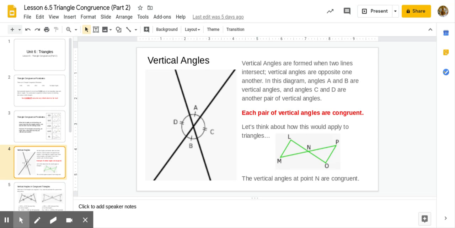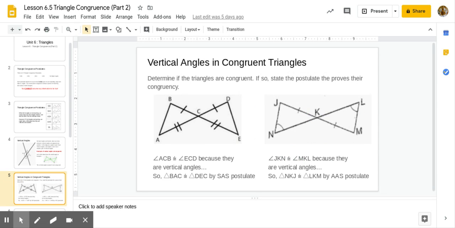So if you look at the diagram on the lower right, we have 2 triangles, LMN and PNO. And the angles at N are your vertical angles. It would be this angle at LNM right here, and then its partner straight across, PNO, right here. Those would be congruent to one another, and then we would be able to utilize those to prove triangle congruence. So let's take a look at these.